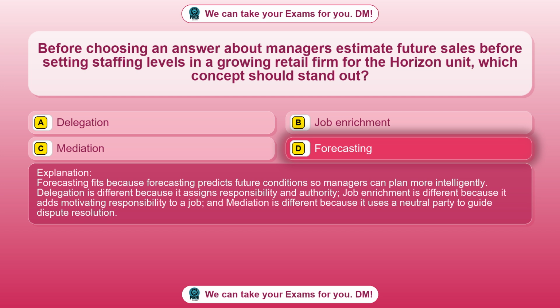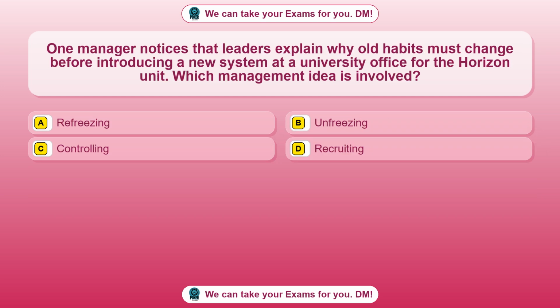Delegation is different because it assigns responsibility and authority. Job enrichment is different because it adds motivating responsibility to a job, and mediation is different because it uses a neutral party to guide dispute resolution. Question 19. One manager notices that leaders explain why old habits must change before introducing a new system at a university office for the Horizon unit.